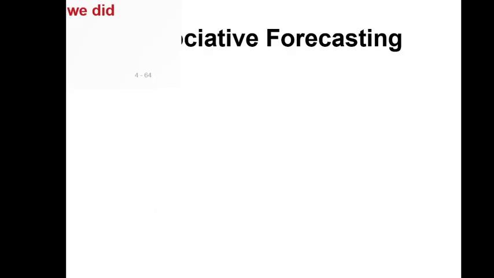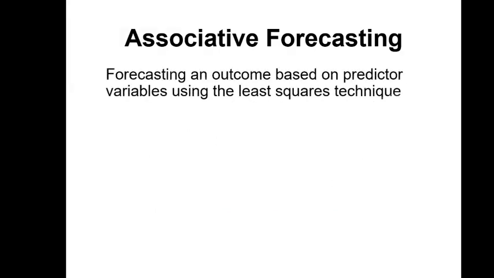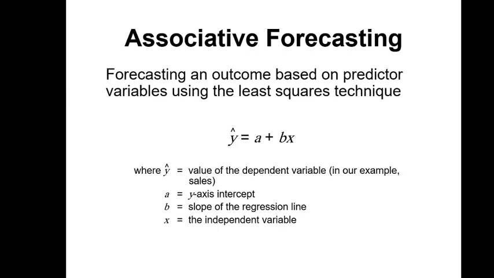Let's try to understand what I am saying. You see the same formula. We don't want to repeat ourselves. Y hat is equal to A plus BX. Y hat is the forecasted value again.